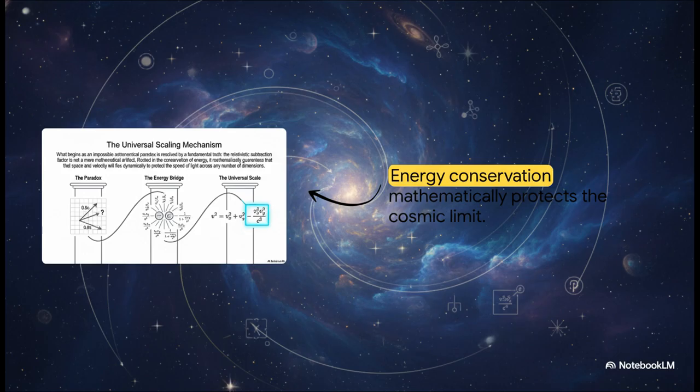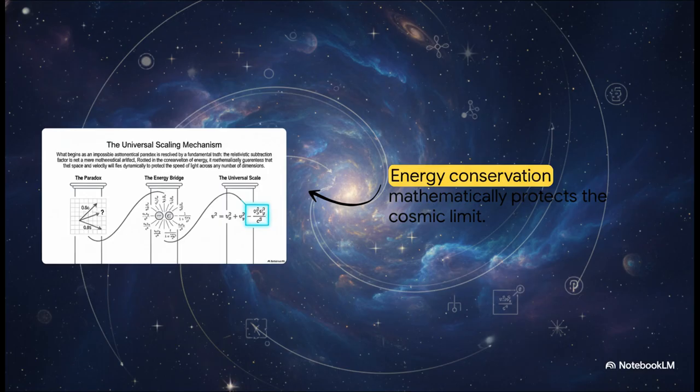It's just wild to look back at the journey we just took. We went from an impossible astronomical paradox where stars literally disappear, all the way to discovering a universal scaling mechanism. And the absolute coolest part of this entire framework from Chapter 18 is that this relativistic subtraction factor isn't just some arbitrary math trick to make the numbers work. It is rooted completely and entirely in the conservation of energy. Because energy cannot be created or destroyed, it provides a mathematical guarantee that the very fabric of space and velocity has to flex dynamically.